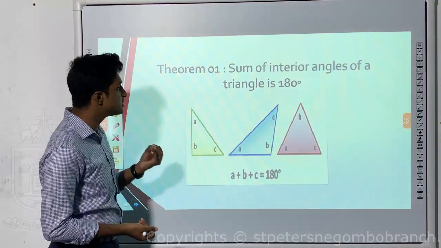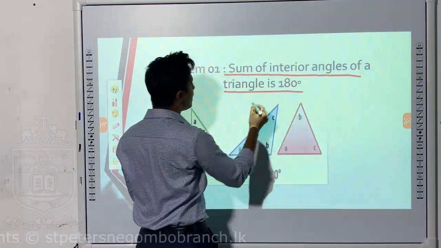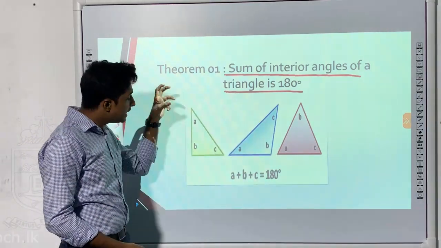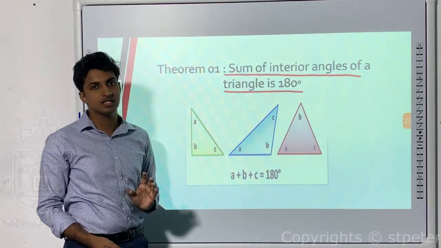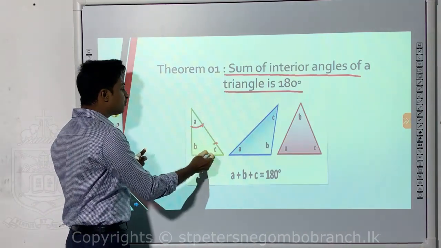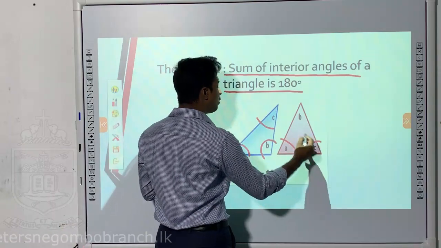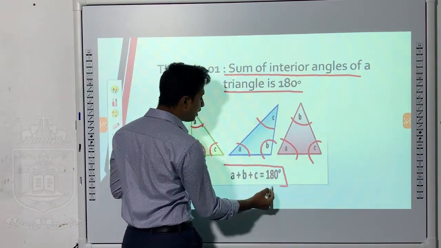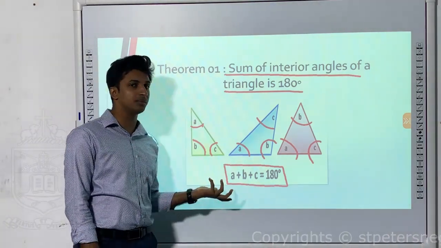It's a well-known theorem saying that the sum of the interior angles of a triangle is 180. If you consider any triangle given, inside any triangle you will always have 180 degrees. The addition of these three angles of any type of triangle will always add up to 180 degrees. This has already been learned. You all know this theorem from before as well.